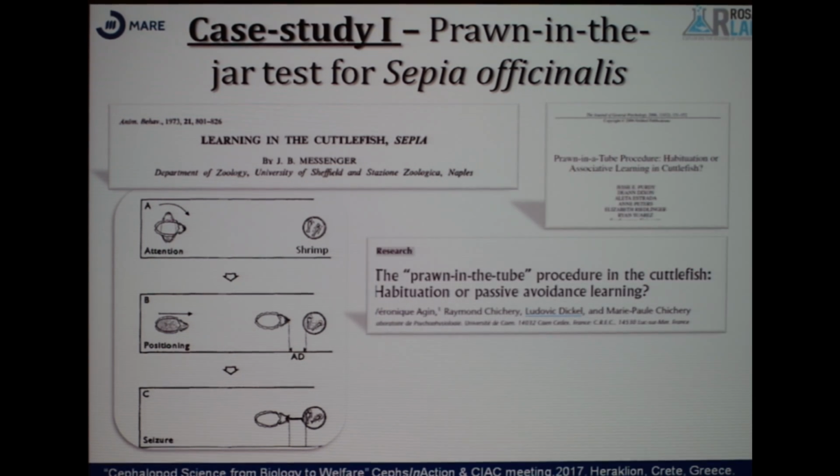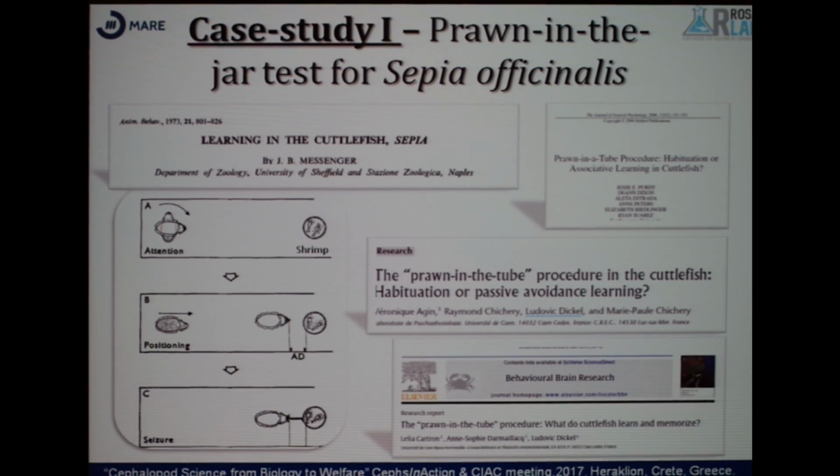Posterior publications have hypothesized that this could be due to habituation, due to pain on tentacular strike, and the lessening of the response, or it could be due to associative learning, as the cuttlefish learns that the glass tube is there, and it starts to diminish the response.